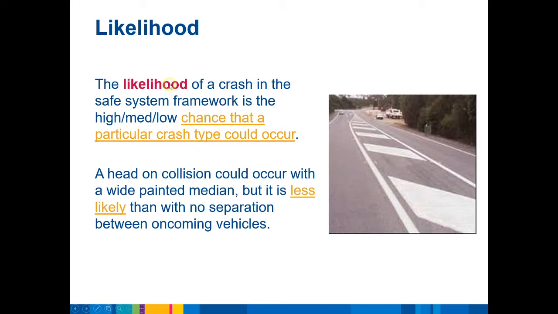Likelihood, this is the probability that a particular crash type will occur. It's a roll of the dice. It's saying, is it high or medium or low chance that a particular crash type could occur? So a head-on collision could occur with a wide painted median. So here we've got a wide painted median. But the head-on crash is less likely than if there was no separation. So if we just had 2 lanes and one single thin line between, a head-on crash would be more likely, so we would have a greater likelihood. And then in the case of the wide median, we decrease the likelihood there.